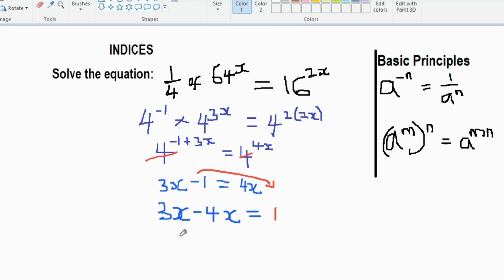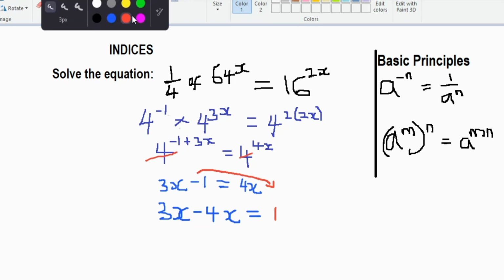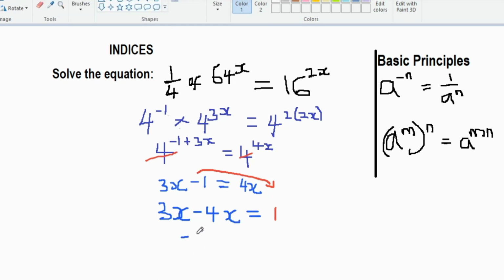So at this stage we have 3x minus 4x will give us minus x, and we have 1 left at the right hand side, which is the same thing as x equals minus 1, and that's our final answer.